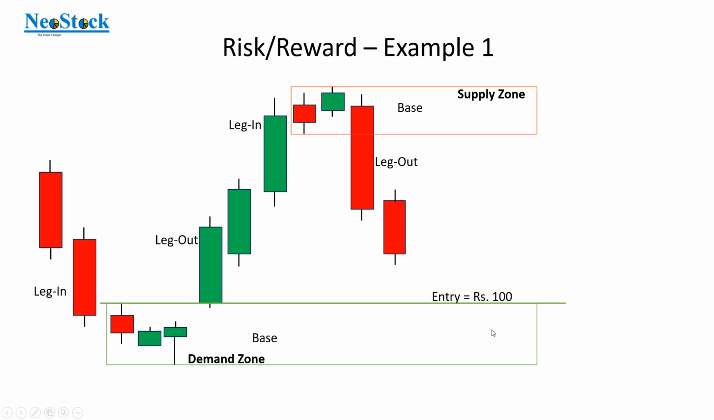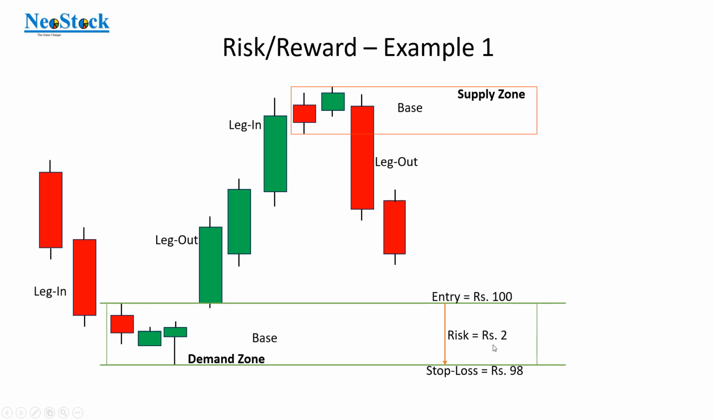So what about our stop loss? Stop loss should be the distal line of the demand zone. So let us draw the stop loss. This is the distal line. So let us assume the stop loss is Indian rupees 98. Now what is the risk? Risk is the difference of entry and stop loss. That is 100 minus 98, which is going to be rupees 2. So our risk is rupees 2.